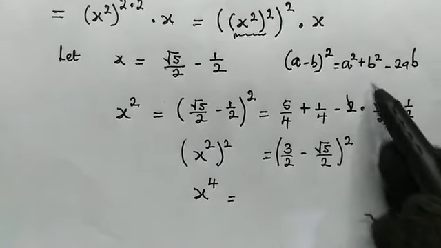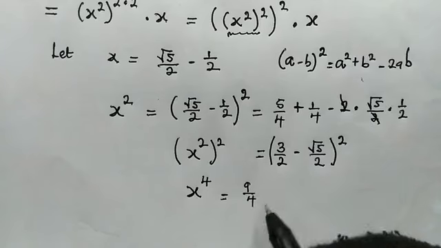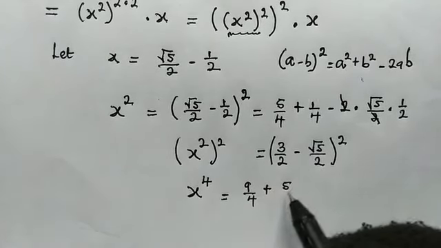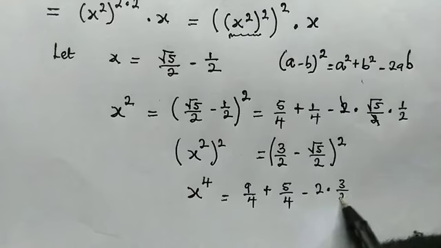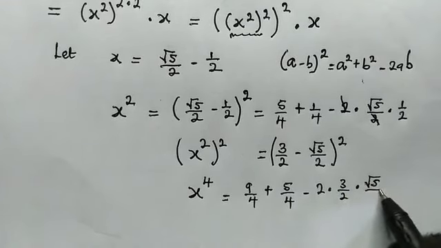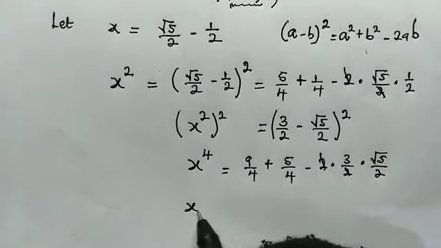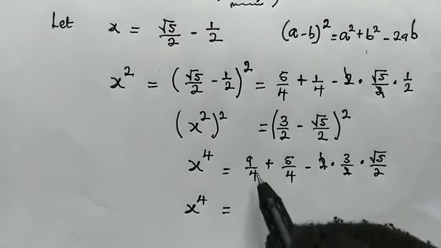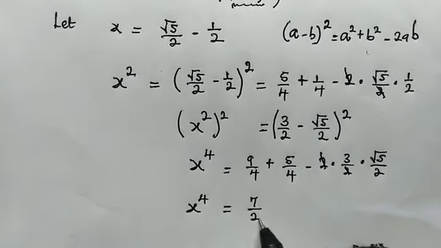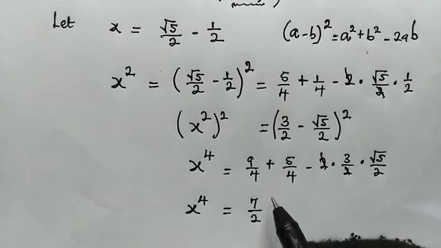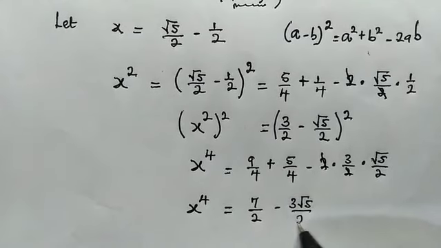This will be equal to, make use of this property here. We have 3 over 2 squared, which gives us 9 over 4, plus root 5 squared is 5, 2 squared is 4, minus 2 multiplied by 3 over 2 multiplied by root 5 divided by 2. We see this nice cancellation here. So here we get x to the power of 4 will be equal to 9 plus 5 is 14. 14 over 4 reduces to 7 over 2, if you use 2 to divide the numerator and the denominator. So we have minus 3 root of 5 divided by 2.